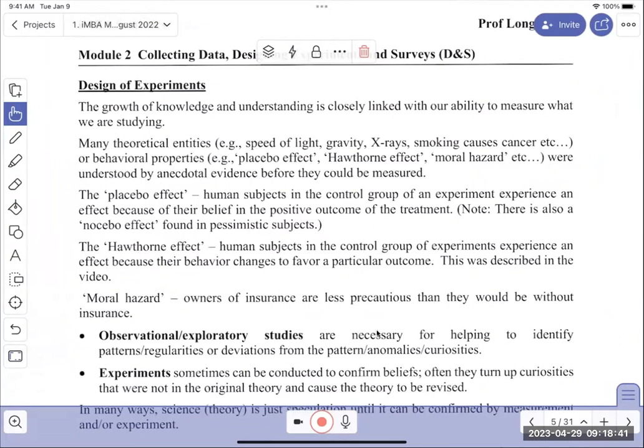So the growth of knowledge in the modern world and the decades or the centuries leading up to it is closely linked with our ability to measure what we are studying. Okay, so growth of knowledge, that's much more empirical, like looking at what is, gathering information, looking for patterns, right?